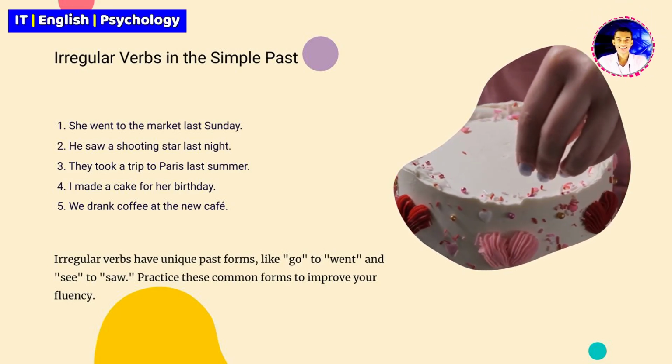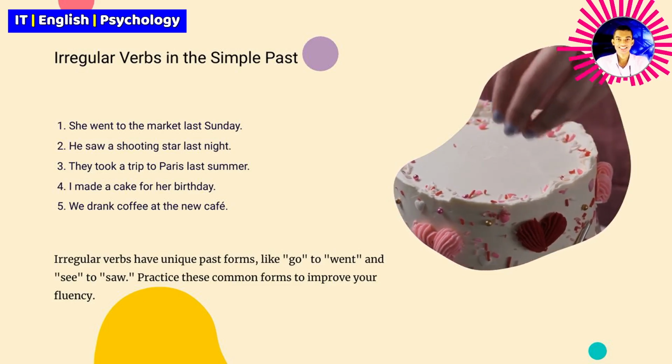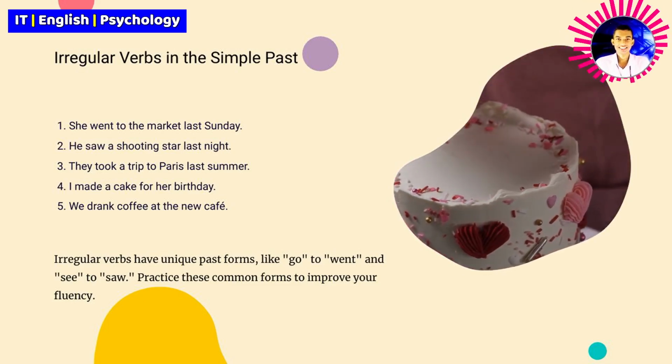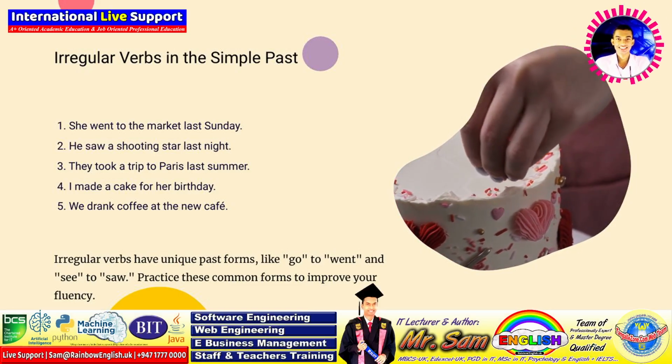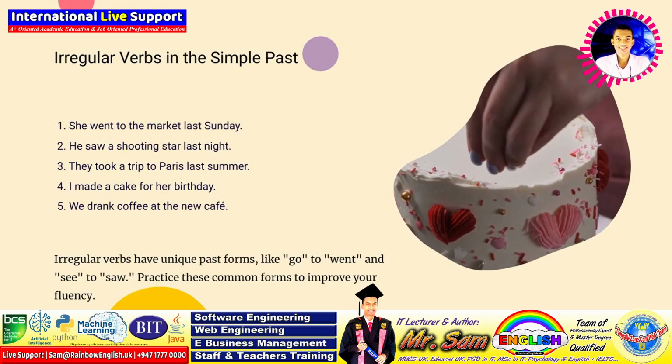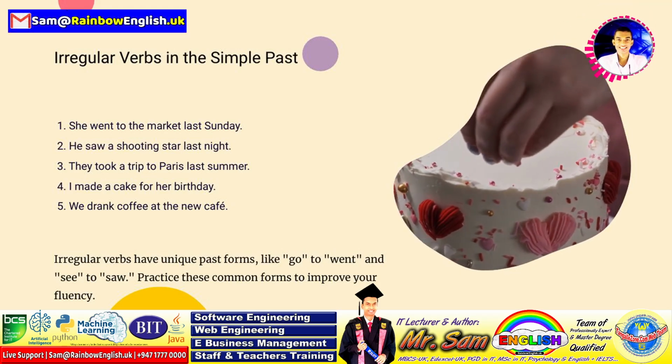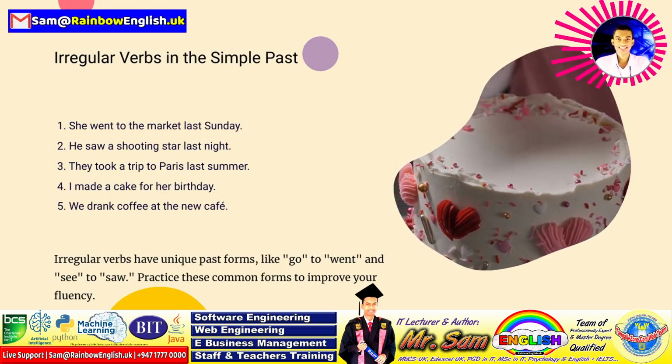Sample sentences. She went to the market last Sunday. He saw a shooting star last night. They took a trip to Paris last summer. I made a cake for her birthday. We drank coffee at the new cafe.